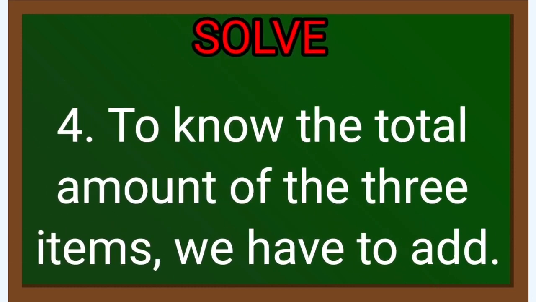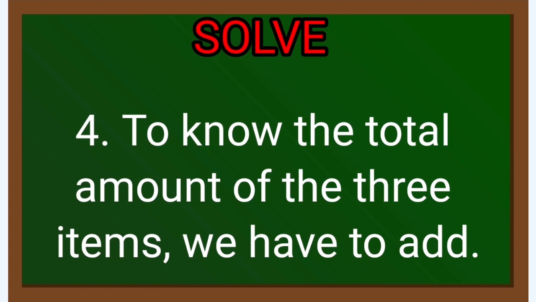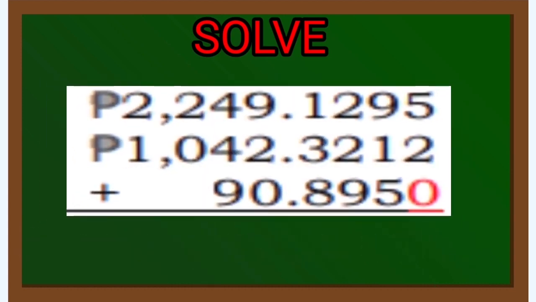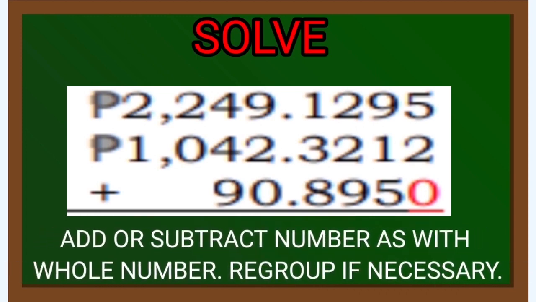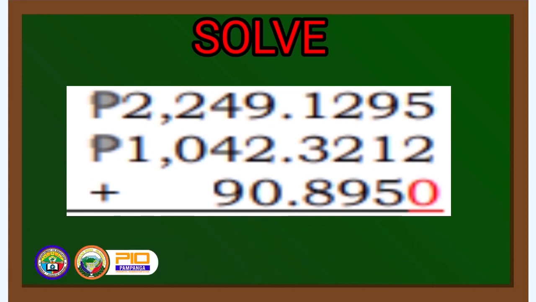Solve. Number 4. To know the total amount of the three items, we have to add. We need to arrange the digits in columns and align the decimal points. Insert zeros in empty decimal place values, if needed, so that all of the numbers have the same number of decimal places. Add or subtract numbers as with whole numbers. Regroup if necessary. Place the decimal point between the digits vertically aligned to all the addends and to the minuend and subtrahend.